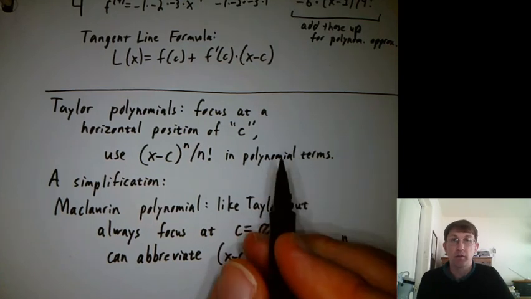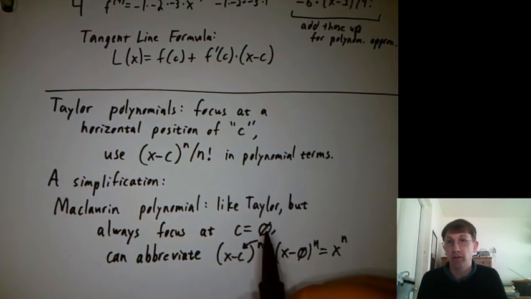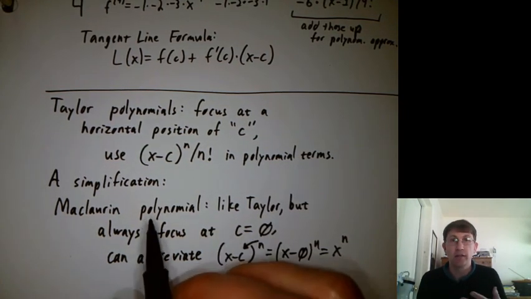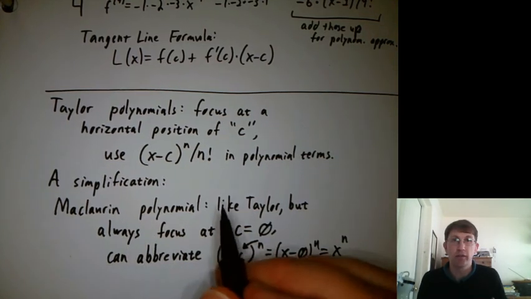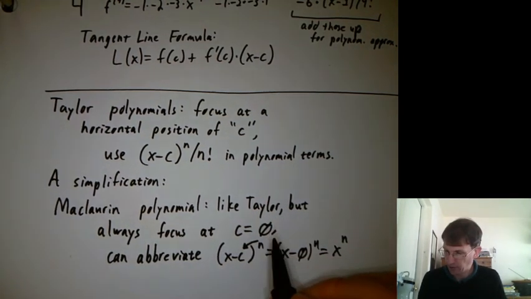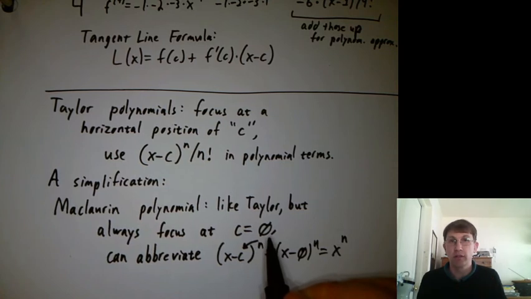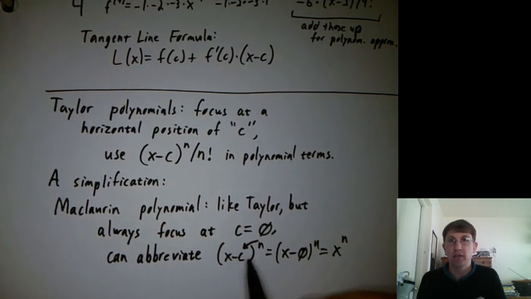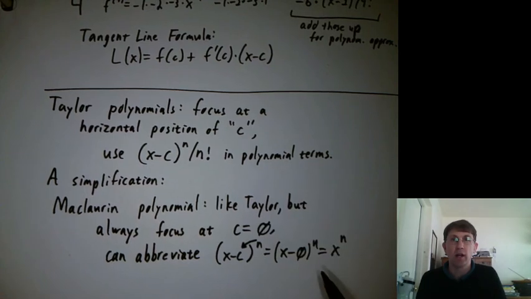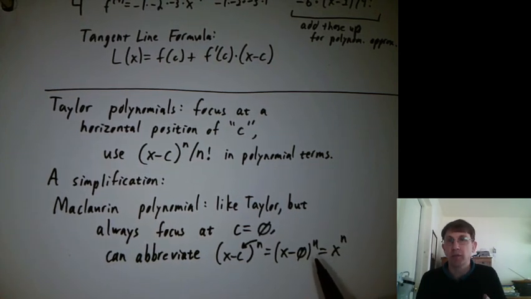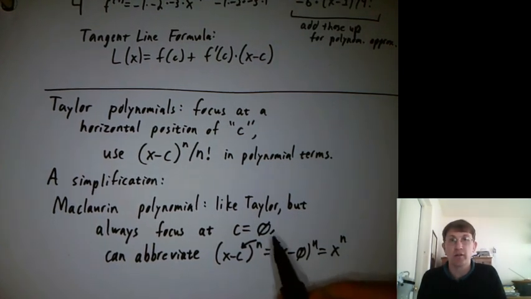A lot of the examples we tried earlier were focused at time 0, and so that has its own name. That's called the Maclaurin polynomial. So it's the same basic idea as a Taylor polynomial, but it always is focused at c equals 0. And then you can just say, well, if x minus c is x minus 0, I don't even need to write the subtraction. I can just write x to the n divided by n factorial, of course. So Maclaurin polynomials are just a little bit simpler than Taylor polynomials, and they're good when you don't mind focusing at a horizontal position of 0.